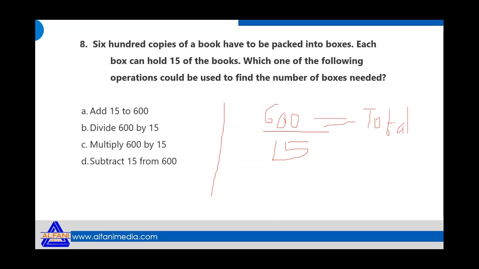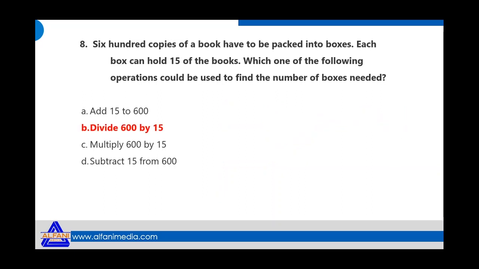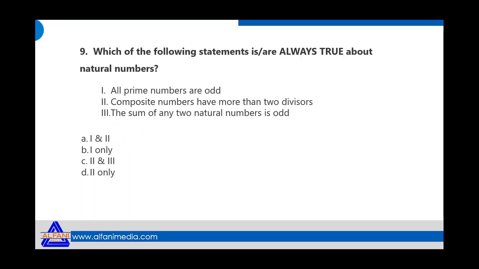All right, so we need to divide this 600 by 15 here. All right, so the answer is divide 600 by 15. All right, so that is the answer, divide 600 by 15, for us to get the total number of boxes that we need. All right, now to the next question.